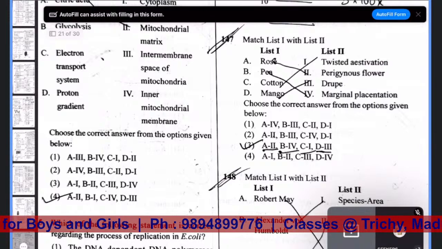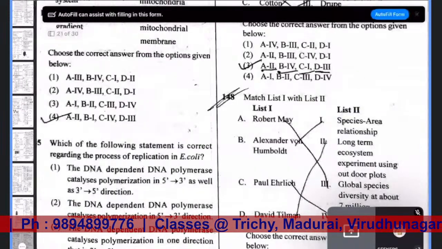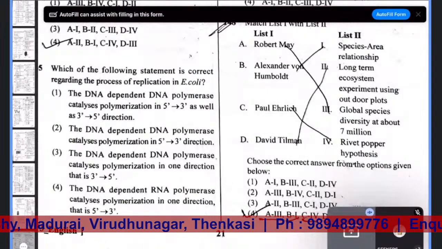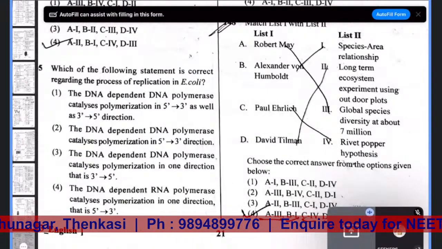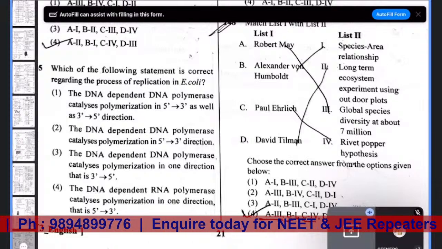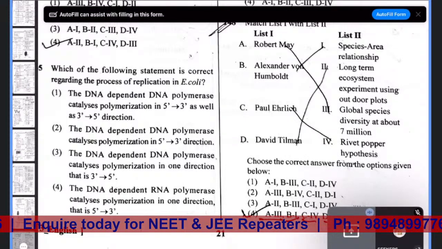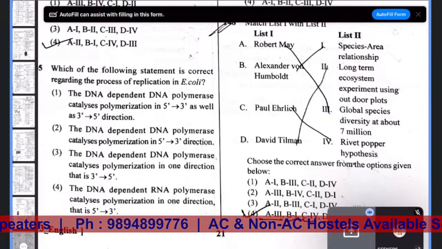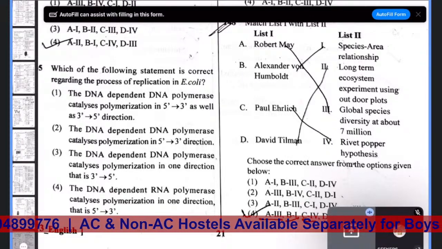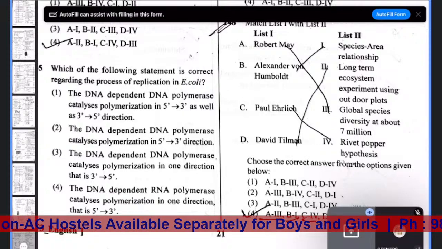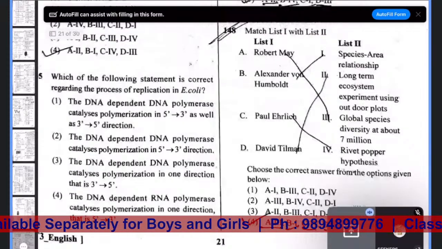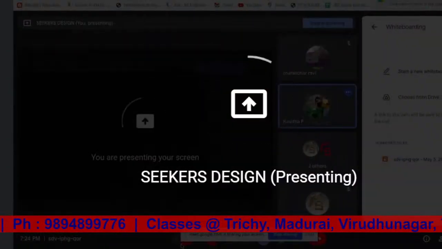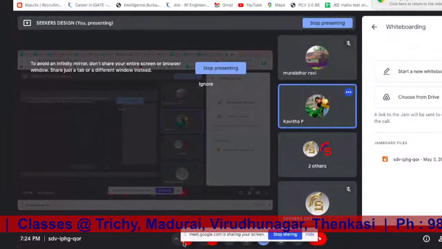Then, question number 148, again match. Robert May. So, that's just the discovery and the scientist name. Robert May, we know, gave the global species diversity, an approximate estimation of about 7 million species in biodiversity, right? Then, Alexander von Humboldt, he gave the species-area relationship. Then, Paul Ehrlich, rivet popper hypothesis. David Tilman, long-term ecosystem experiment using outdoor plots. So, the answer for question number 148 is option 4. Then question number 149, match. Monoadelphous, it is China rose.